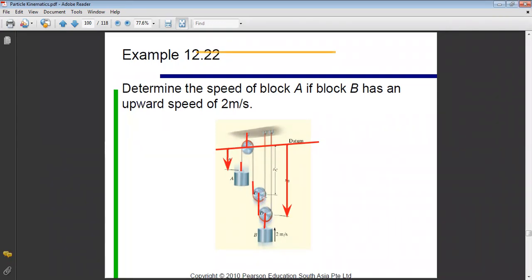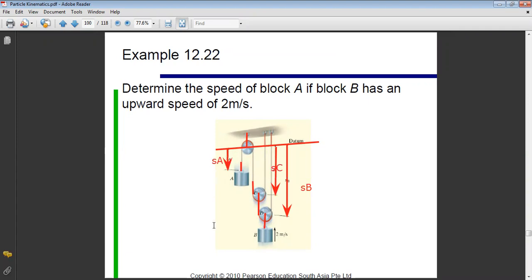So what we will do now, we need a coordinate for pulley C because it's in motion. So we will take a coordinate. This is the coordinate of C, S of C. So now you have three coordinates in this problem, S of A, S of B, and S of C. And we want to try to relate the velocities of blocks A and B.